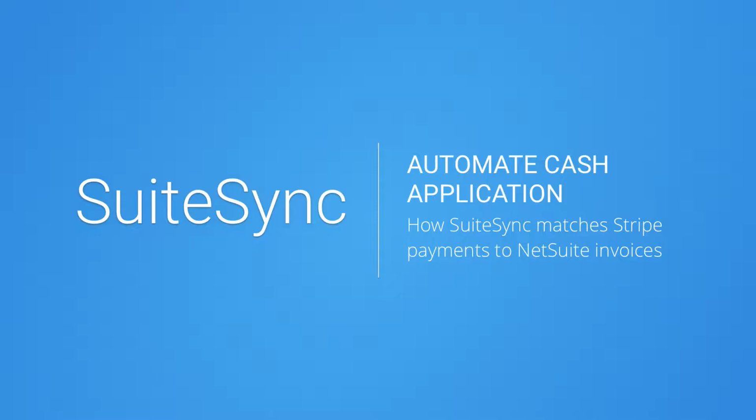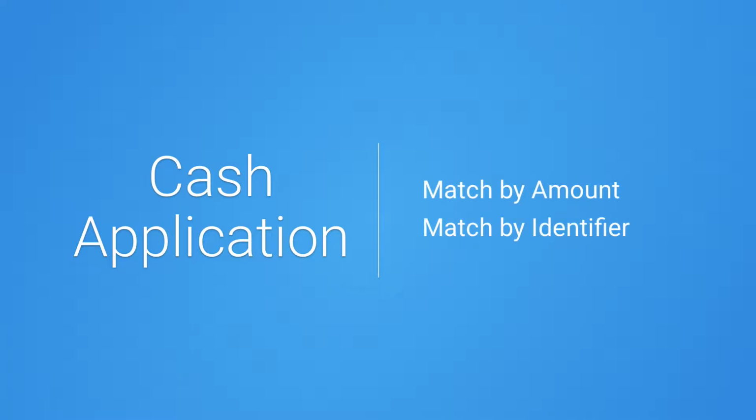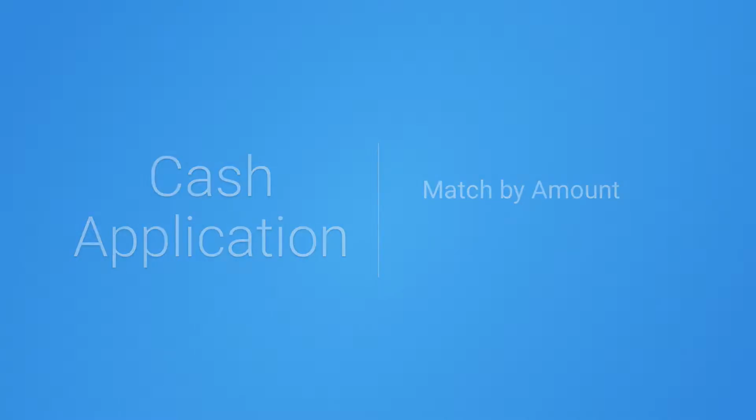SuiteSync automates cash application by matching payments to invoices. There are two ways SuiteSync can do this: matching by payment amount or by a common identifier. The invoice and payment can be created on separate days and will still be matched. Here's an example of matching a payment to an invoice by amount.